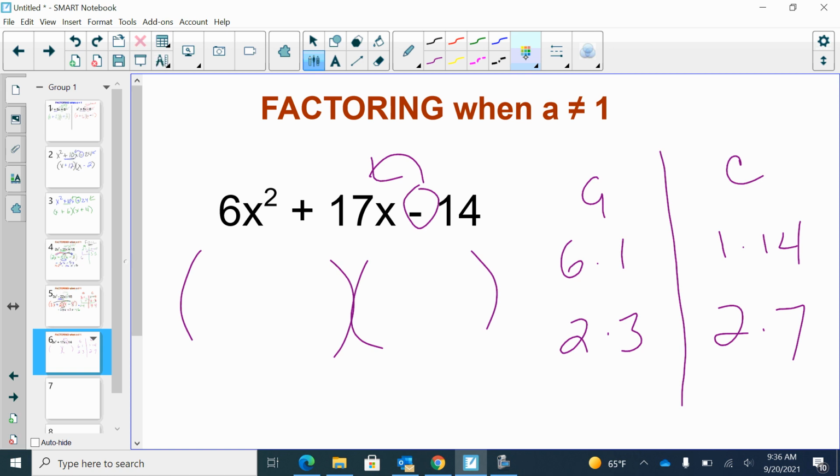6 and 1 is 6. Minus 14, no good. Reverse 6 and 14. We already know it's going to be way too big. So 6 and 1, 1 and 14 will not match. Let's look at 6 and 1, 2 and 7. 6 times 2 is 12. 1 times 7 is 7. That does not give me a subtraction of 17. 6 times 7 is 42. 1 times 2 is 2, giving 40. That doesn't work.